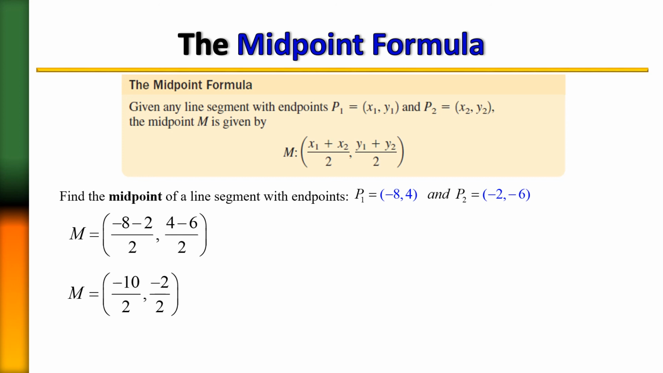For the x coordinate, negative 10 divided by 2 equals what? Yes, negative 5. And negative 2 divided by positive 2 is what? Yes, negative 1. So therefore, the center or the middle of my line, the location of where it's located, would be negative 5, negative 1. And there you have it, the midpoint formula.